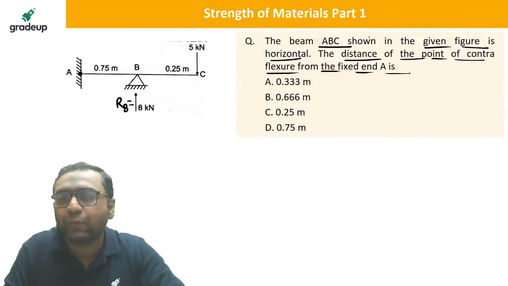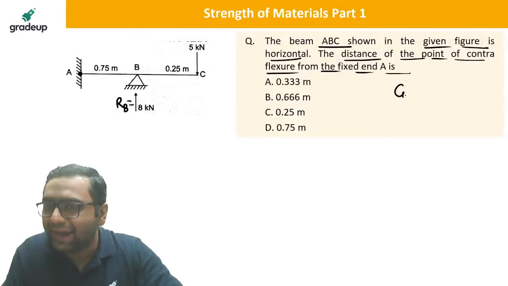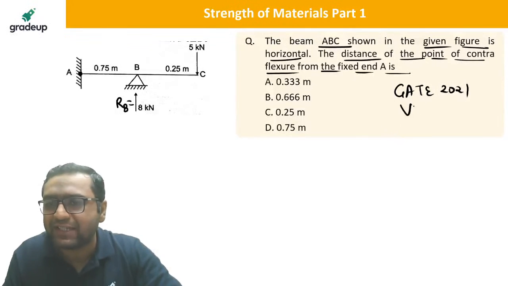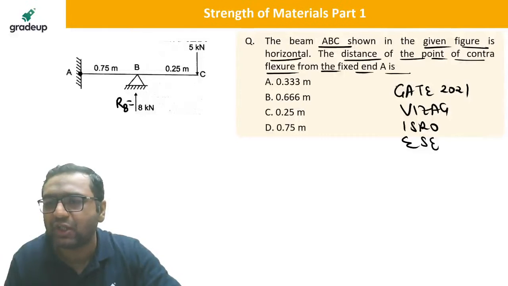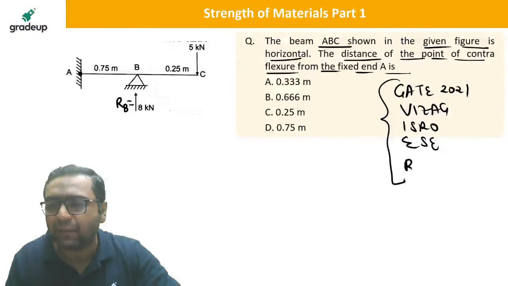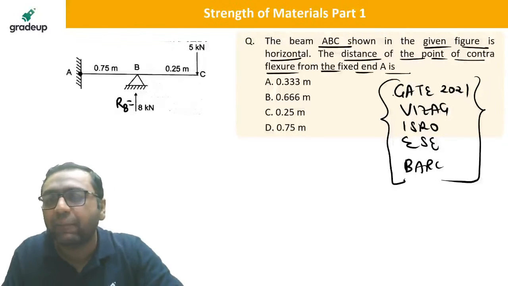This is going to be helpful to you for GATE 2021 also. This will be helpful for BYJU'S also. This will be helpful for the ISRO paper as well as the engineering services examination. For all such papers like BARC, these types of questions are required. But for GATE, they are 1 mark questions, not 2 mark questions.